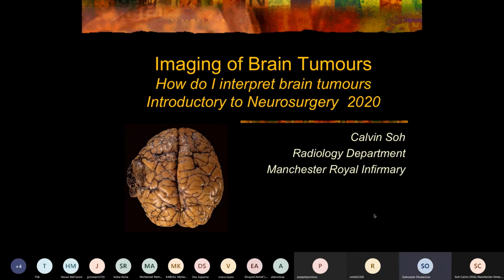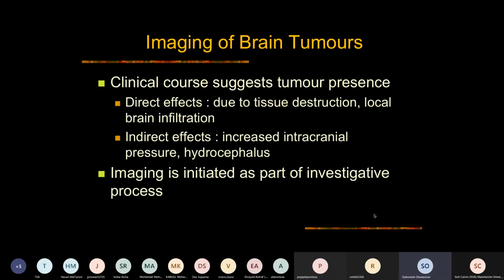Brain tumors. Today I'm just going to talk about mainly the imaging principles of how to interpret a brain tumor scan. So imaging of brain tumors: most of the time people want to scan to find out whether it's a brain tumor. So what makes you think of brain tumors?